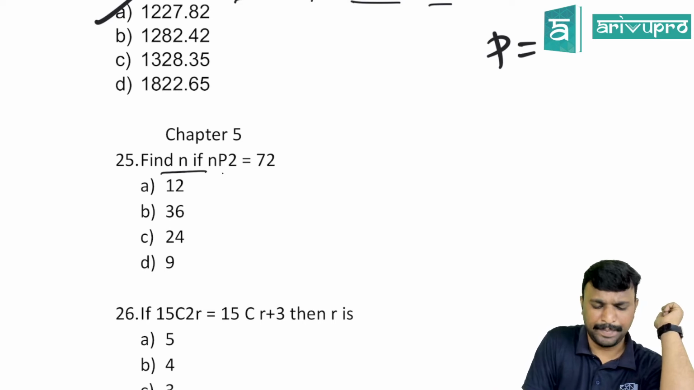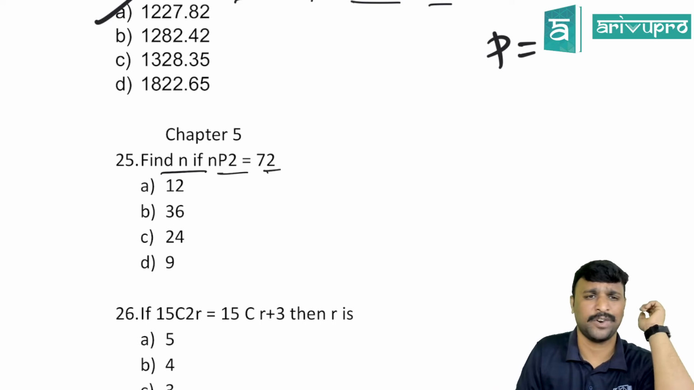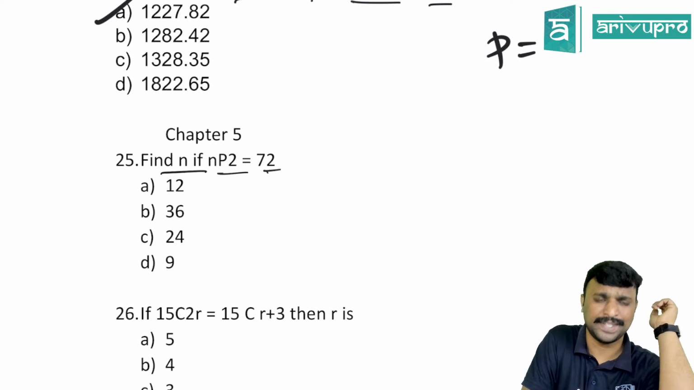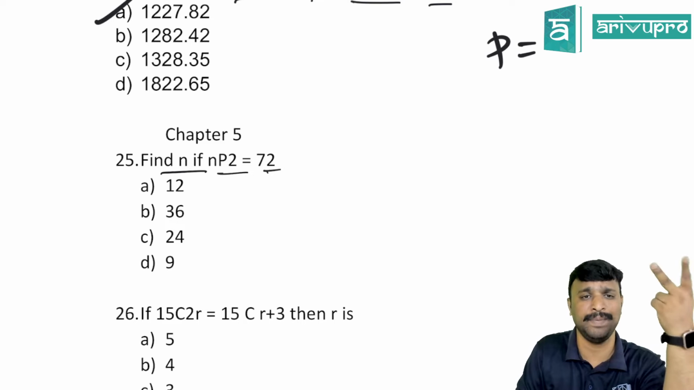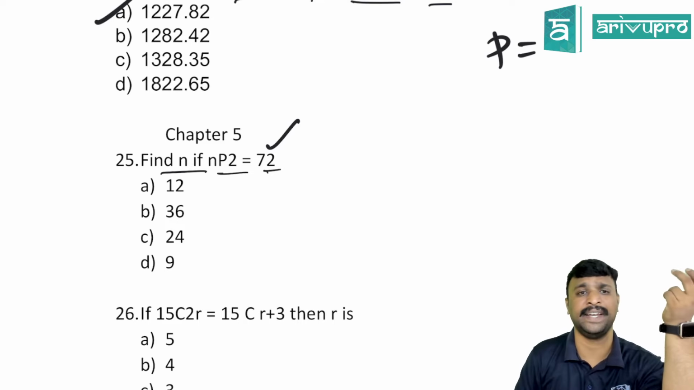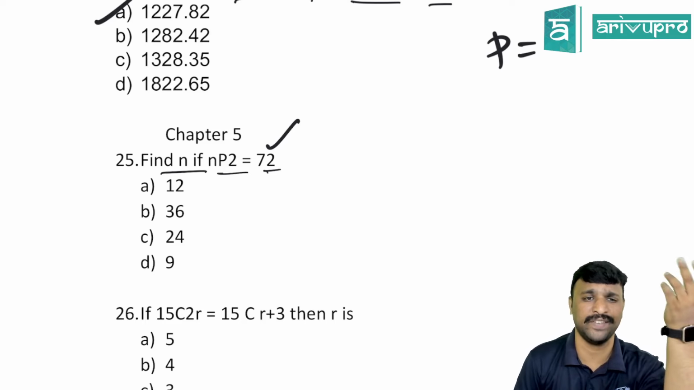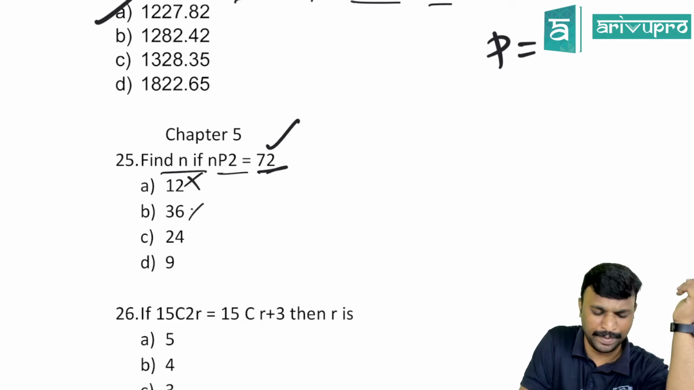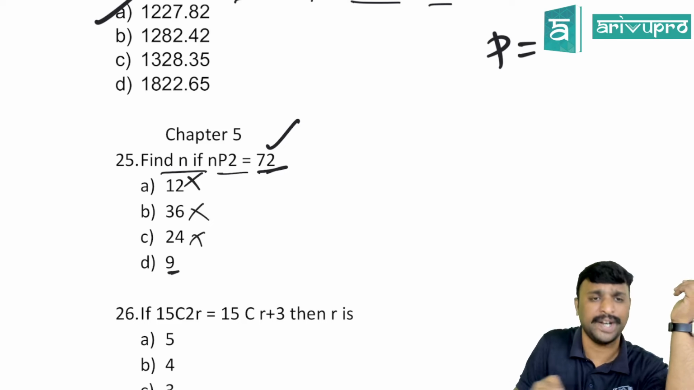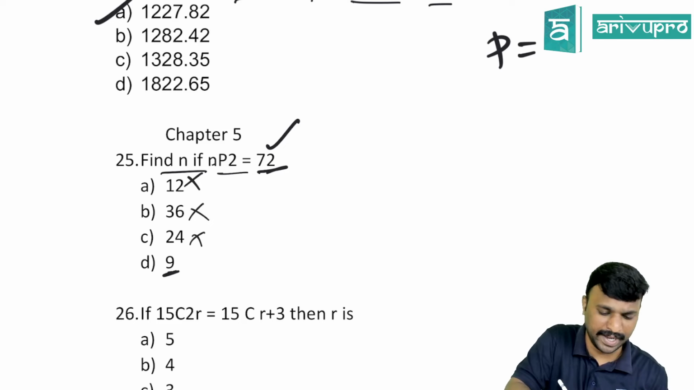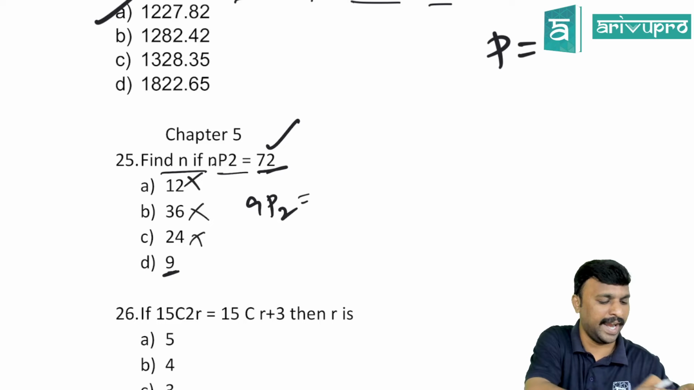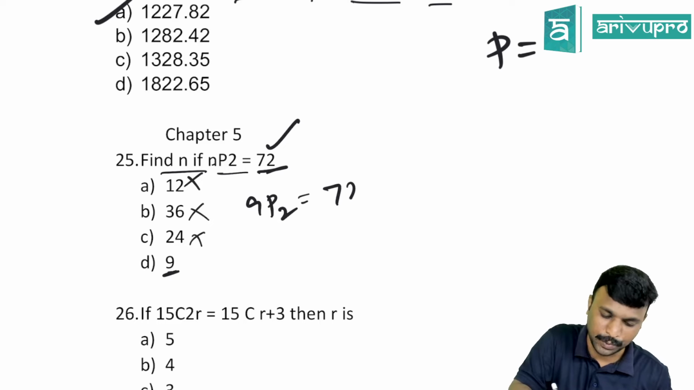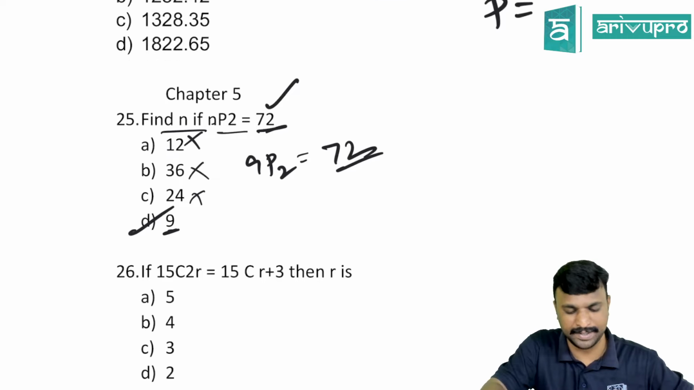Find n if nP2 is equal to 72. Guys, this can be solved by option hitting. You know, nP2 means how many terms? 2 terms. Multiplication of 2 terms should result in 72. So definitely, guys, 12 into 11, if you do, it's more than 72. So it can't be option A, can't be option B, can't be option C. If you hit the option D, so if you plug in n is equal to 9, so 9P2. What is 9P2? 9 into 8. The answer is 72. So therefore, n is equal to 9 is the right answer.